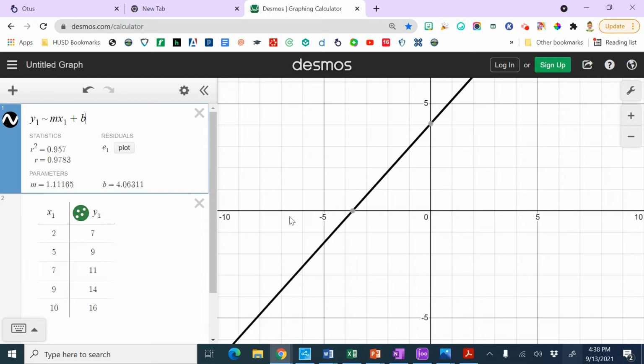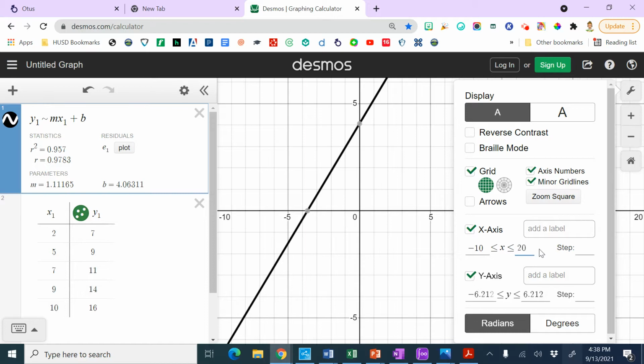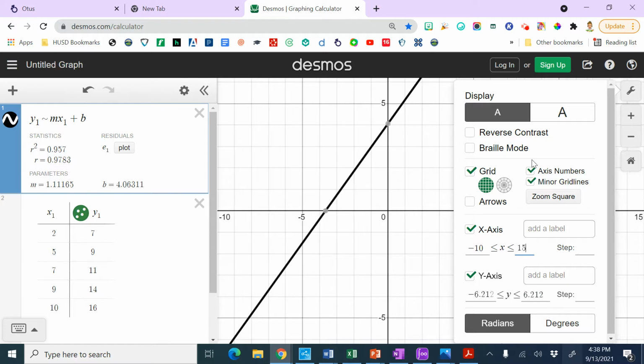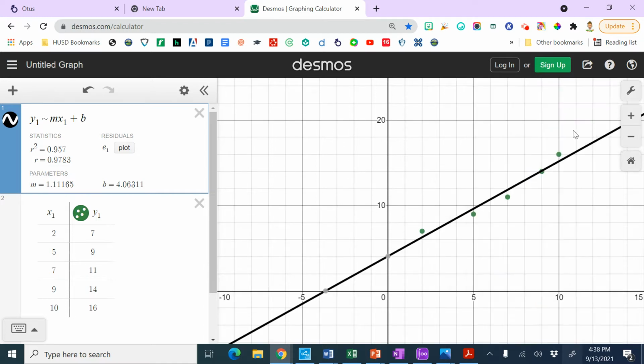So we can see we don't have all of our data pictured. Let's look at that really quick. In graph settings, I'm going to adjust. It looks like my x values should go out to about 20. Actually, no, my x values can go to like 15 because I'm stopping at 10. And then my y values, let's make them go to like 25. So now we should see our data right there.